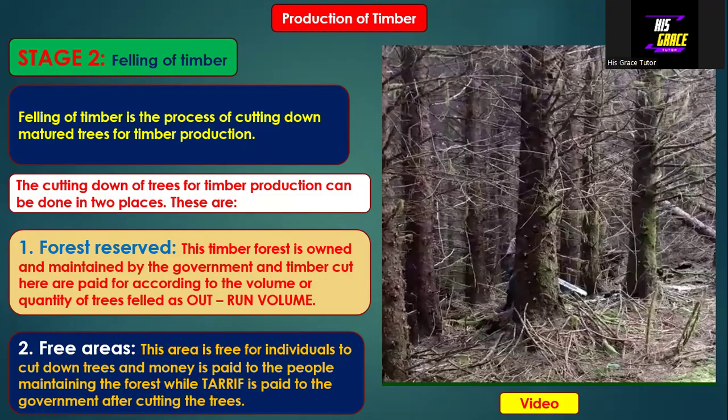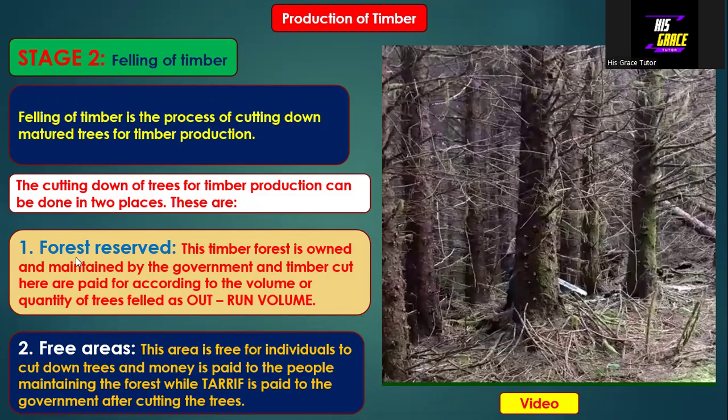After the tree has grown and has gotten to its age of maturity and we need it to make something, we have to cut it down. So the process of cutting down mature trees for timber production is known as felling of timber. The felling of timber can be done in two places.